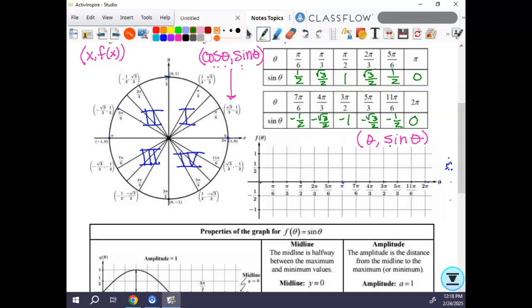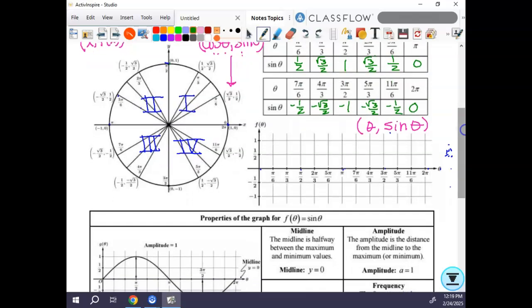Everybody with me so far? So now we're going to take those values and we're going to plot them on this graph down here, with my input being theta and my output being the sine value. So it's theta comma sine of theta. So at pi 6, my value is 1/2. At pi thirds, it's the square root of 3 over 2, which is about 0.866. So that's kind of what we need to know to be able to just put it right there. And then pi halves, we're at 1.